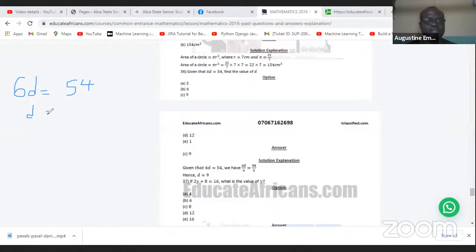So d is equal to, this going over here, becomes 54 over 6. Whenever something is attached to the letter you want to make the subject of the formula, then it goes under when it's going over. But if it has a plus in front of it, it's going to be minus there. If it was minus here, it's going to be plus when it goes over. But if it is attached, then it has to be under. So it's 54 over 6, which is 9.